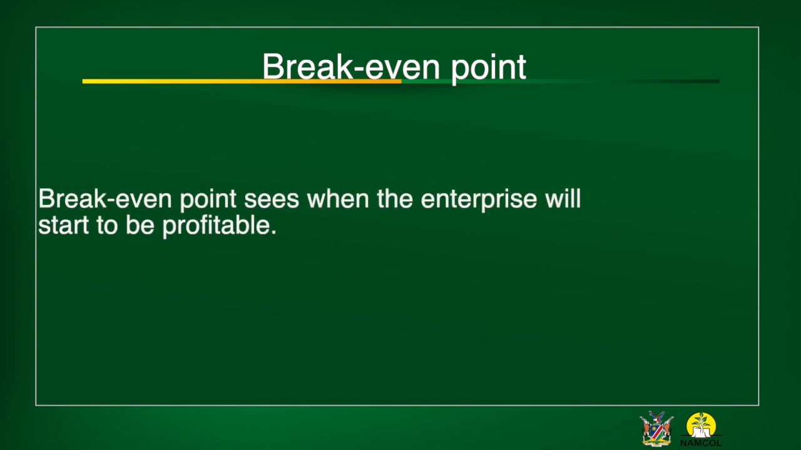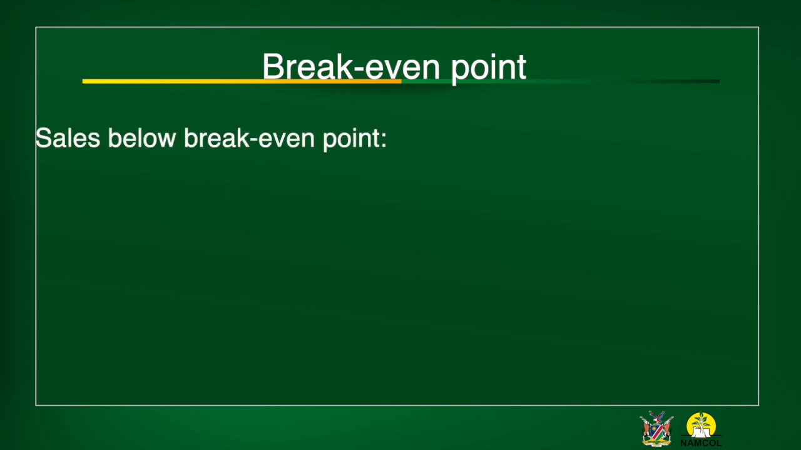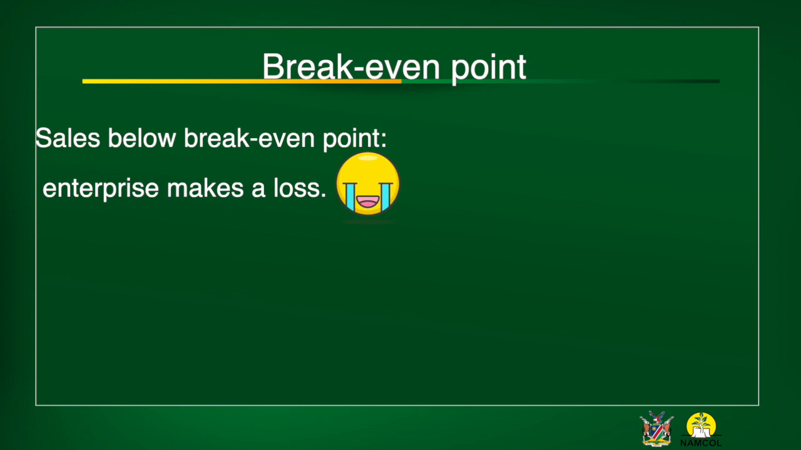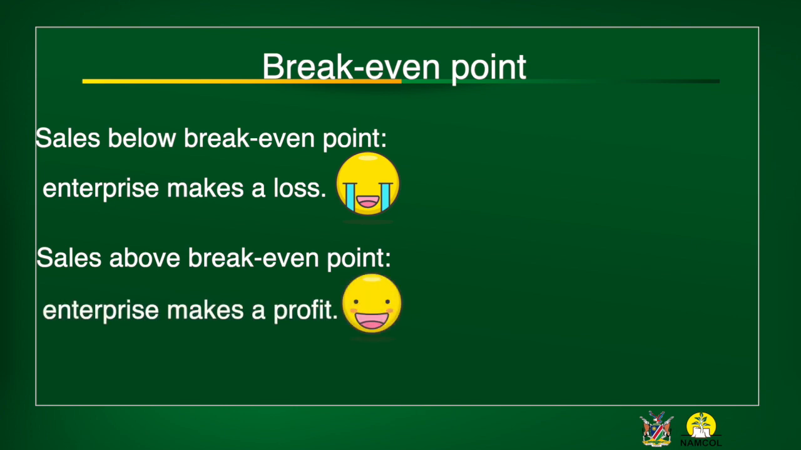The break-even point allows the entrepreneur to know when the enterprise will start to be profitable. If an enterprise sells units below the break-even point, the enterprise will make a loss. For an enterprise to make a profit, it should sell more than the break-even point.